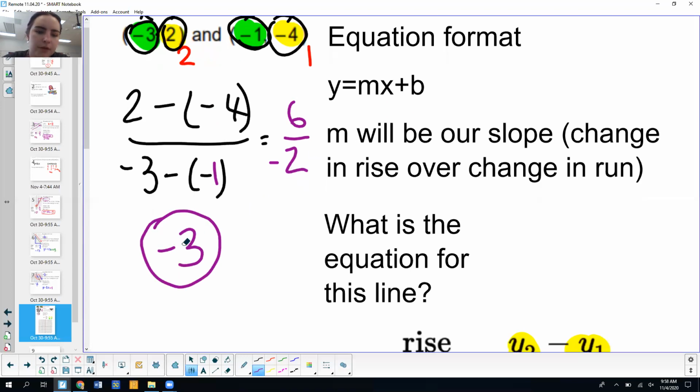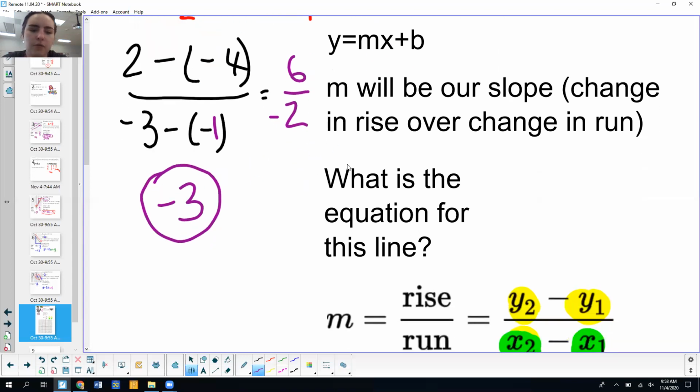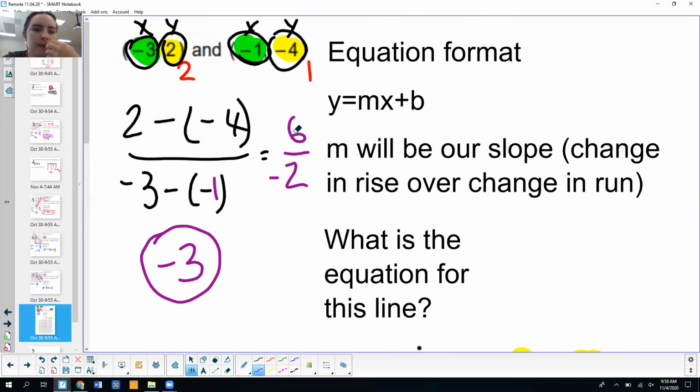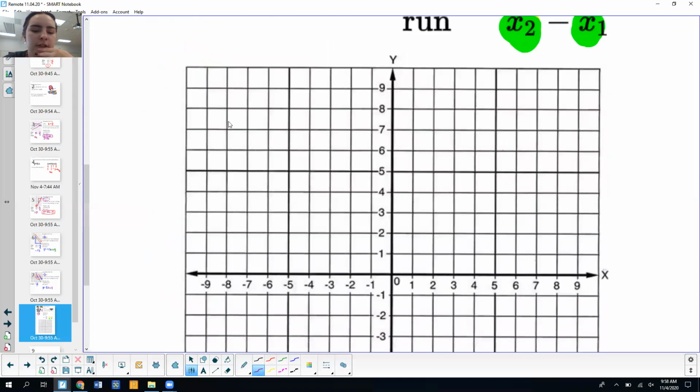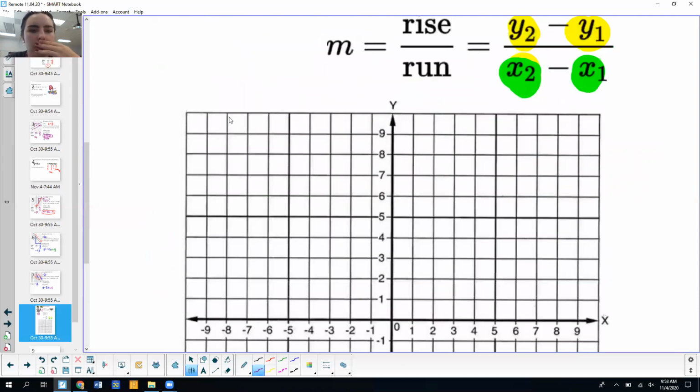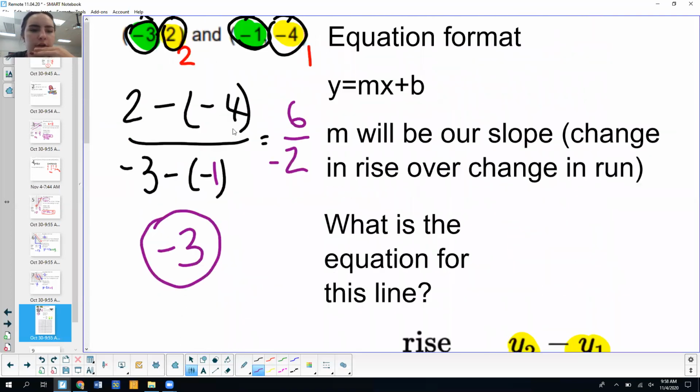So this is our slope, -3. We want to write our equation. One thing that we want to do, though, and we could have taken this a different route, is I put a graph down here for us because I want to show you guys how they're all connected. Equations, graphing, points, tables, everything's all connected.